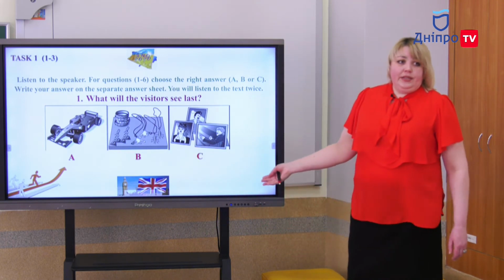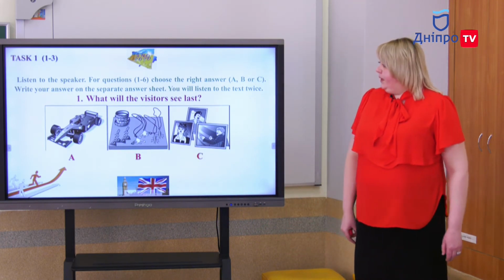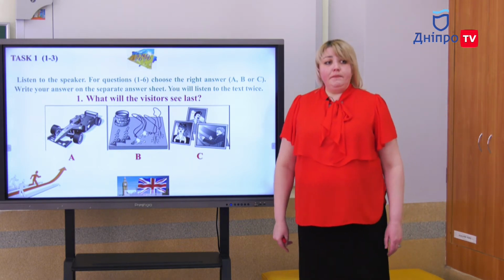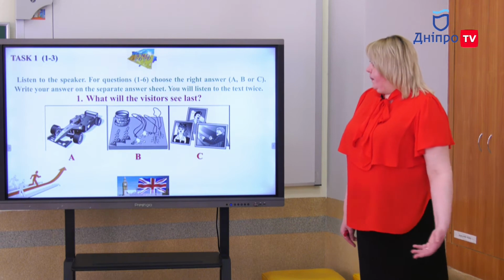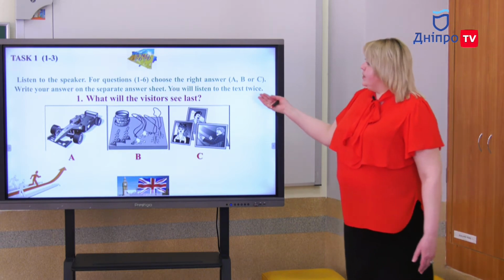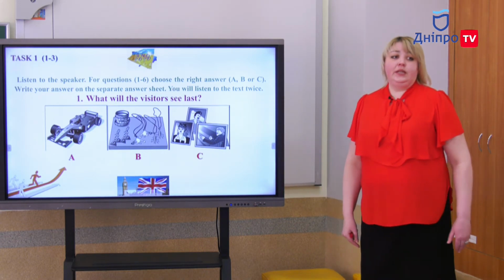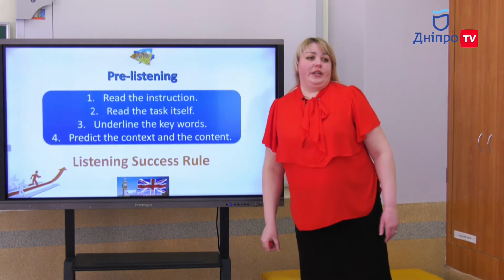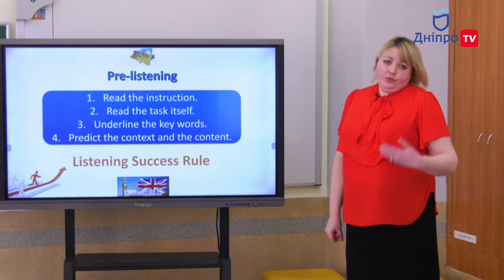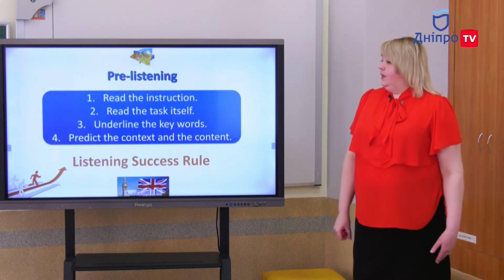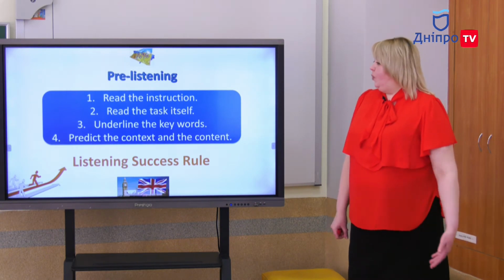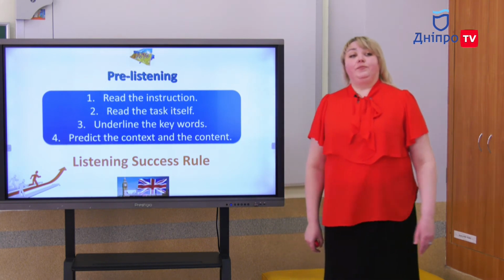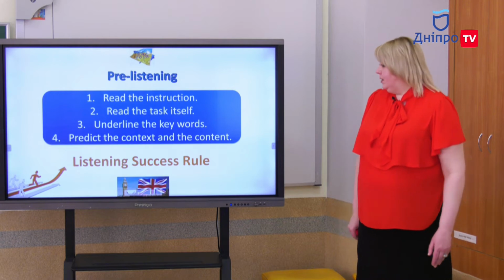Look at the screen. Here you can see the example of task number 1. Here you can see some pictures and the whole instruction for 6 first questions. To follow our strategy, you remember the first one is read the instruction, the second one read the task itself, then underline the keywords and predict the context and the content.